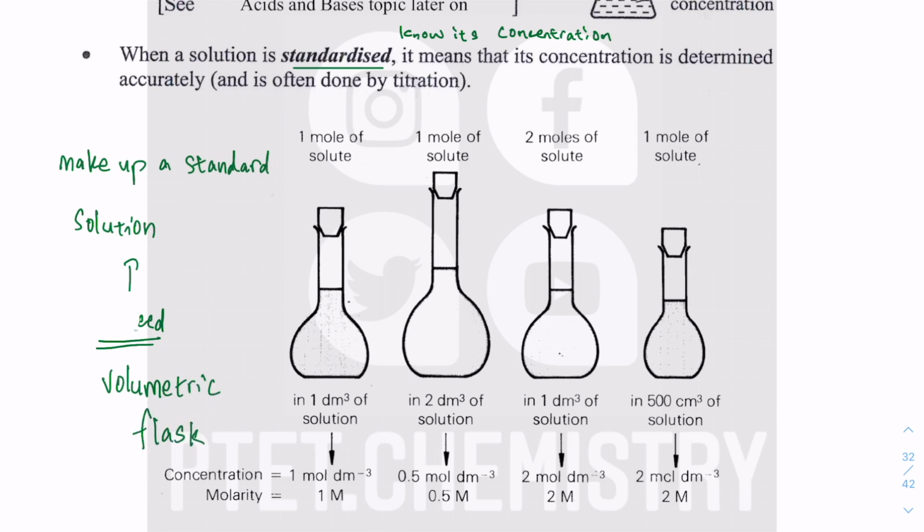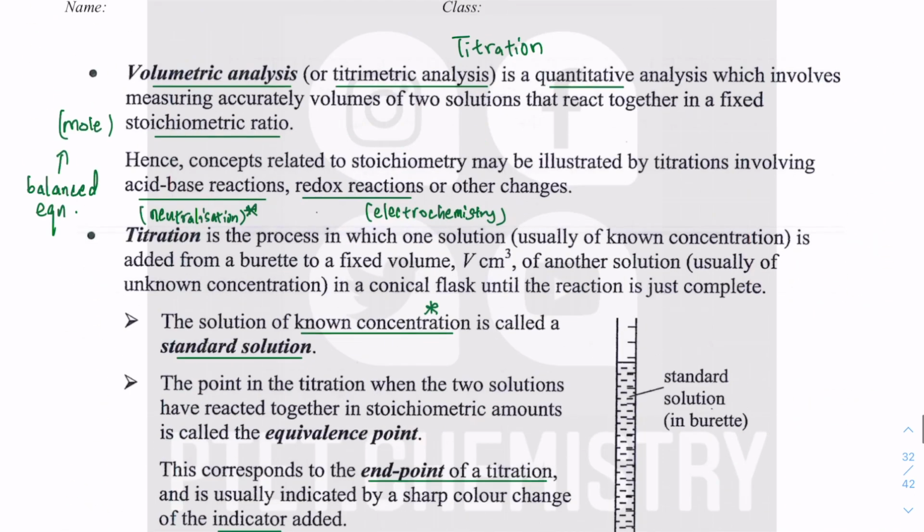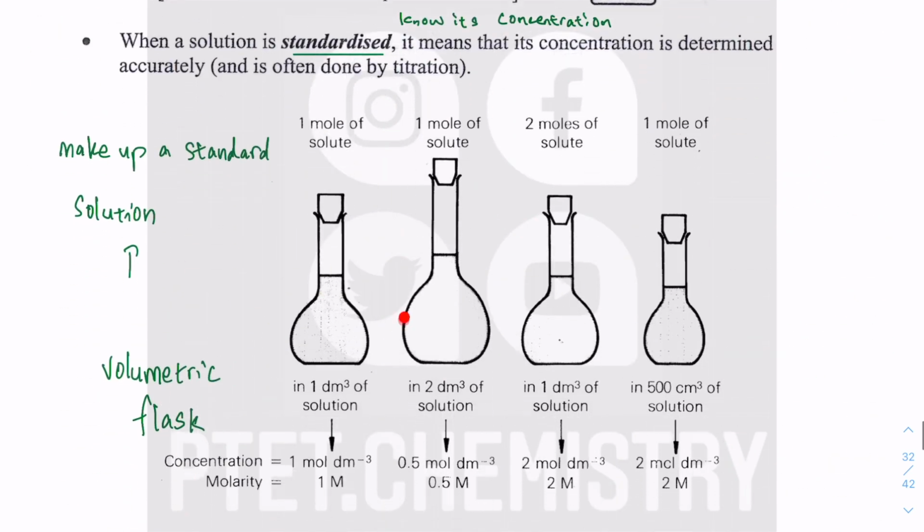The technique is called volumetric analysis, and therefore these flasks are volumetric flasks. They are measured up to a particular volume. For example, this one is made up to 1 dm cube. This is a 2 dm cube volumetric flask, and so on.